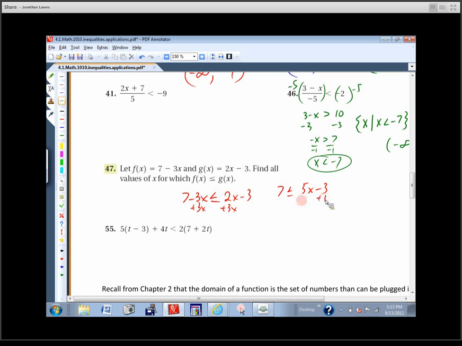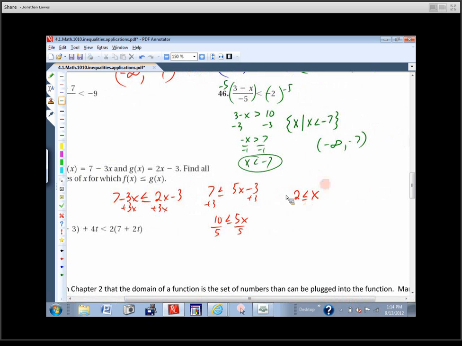I'm going to add 3. So this is going to be 10 less than or equal to 5x. And then I'm going to divide by 5. At no point did I have to multiply or divide by a negative, so I don't have to switch the direction. So the answer is 2 less than or equal to x.